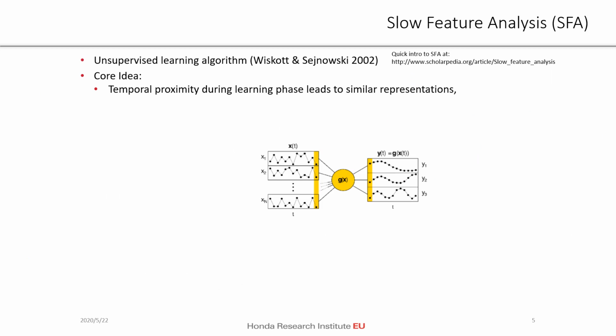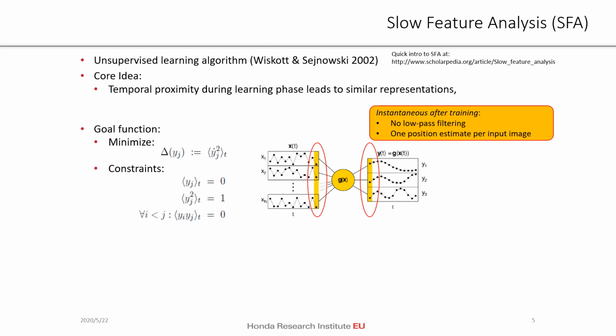Slow feature analysis is an unsupervised learning algorithm for the extraction of slowly varying features from quickly varying inputs like videos. If you're interested in more details, there is a nice introduction on Scholarpedia linked in the top right. The core idea of the algorithm is that temporal proximity during the learning phase leads to similar representations in the output. Mathematically, we minimize the average squared temporal derivative of each output while keeping certain constraints of zero mean, unit variance, and decorrelation of the outputs.